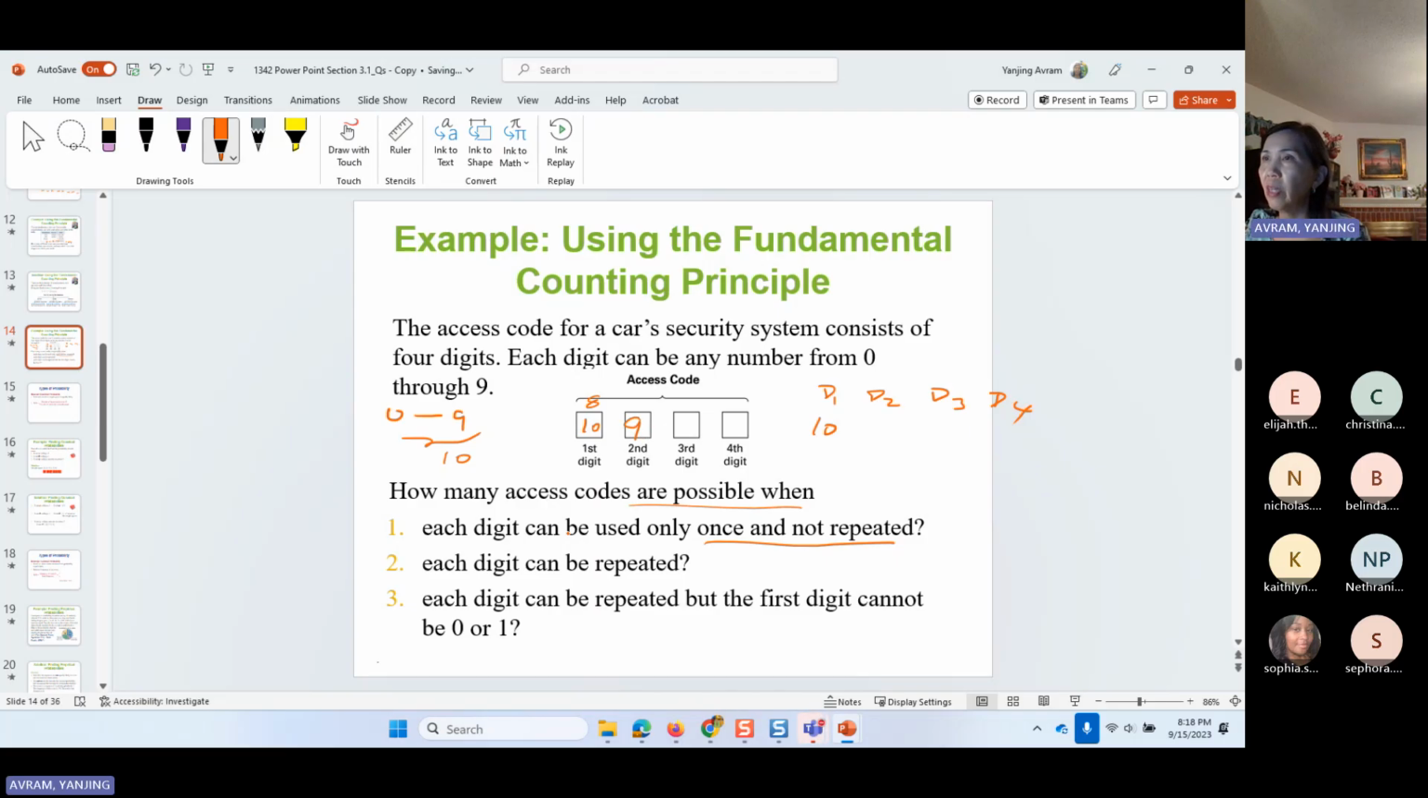It will be 9. Is that right? Because 8 is out. This number 8 is out. So you can just choose from 0 to 7 and 9. So that's a total of 9. So if I choose the second digit as 1, now for the third digit, I cannot choose 8. I cannot choose 1. So how many digits are left for the third one?